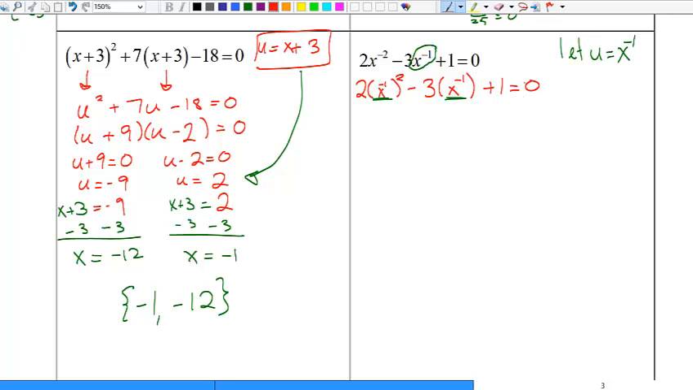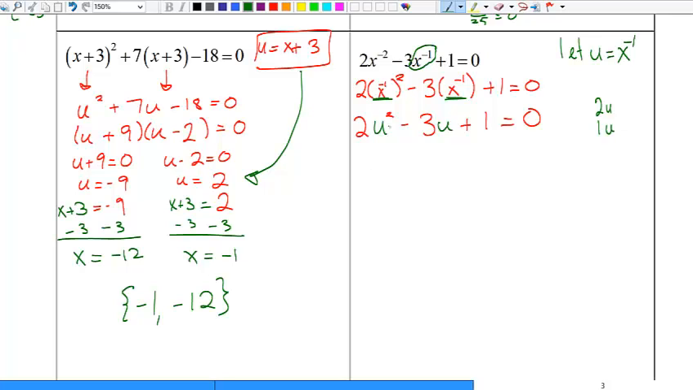When I translate this x equation into u's, I get 2 times u squared minus 3 times u plus 1 equals 0. So I've translated it from the red x equation into u's. So now I'm going to solve in u's, because this is now just a quadratic equation. I'm going to now try to factor it.